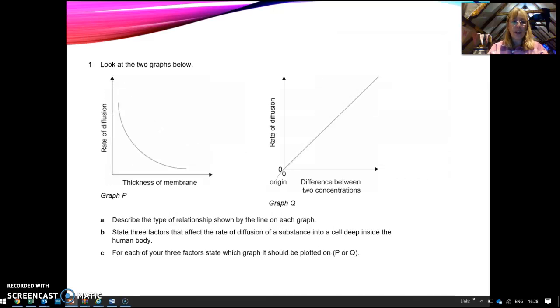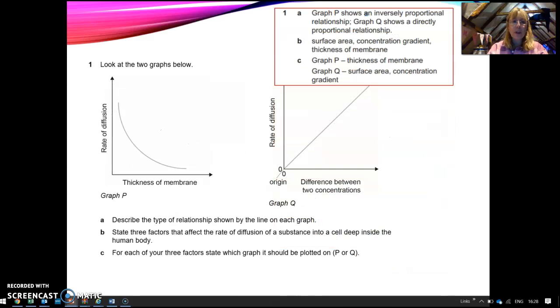Okay, how did you get on with those? So looking at this graph P, the type of relationship, anytime you get that shape, it means it's inversely proportional. And that graph going up, you see that a lot in your physics graphs, it's directly proportional.